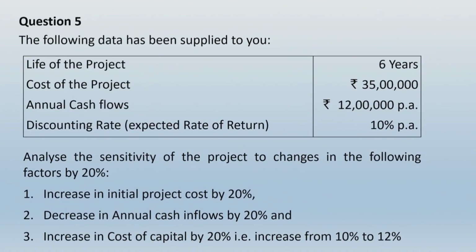It says the following data has been supplied to you. Life of the project 6 years, cost of the project rupees 35 lakhs, annual cash flows rupees 12 lakhs per annum, discounting rate or expected rate of return is given as 10% per annum. Analyze the sensitivity of the project to changes in the following factors by 20%. Number 1, increase in initial project cost by 20%. Number 2, decrease in annual cash inflows by 20%. And number 3, increase in cost of capital by 20%, that is increase from 10% to 12%.